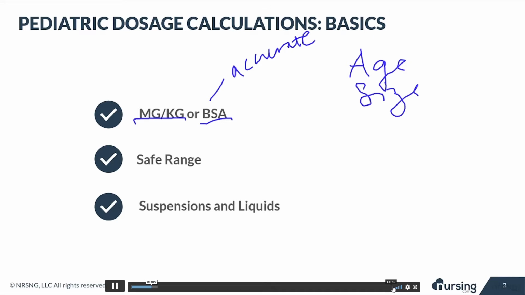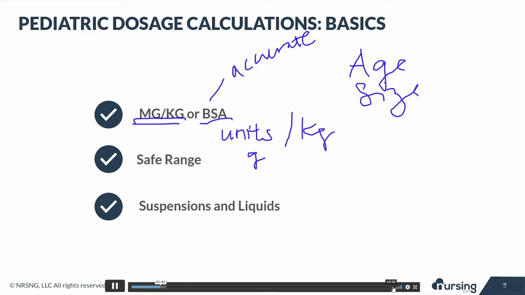Body surface area is used for things like chemotherapy, things that need to be very, very extremely specific, but it's not something that you'll use on a day-to-day basis. But the weight-based dosing, like milligrams per kilogram, is something that you will use on a daily basis. Now, it's not always going to be milligrams. Sometimes you'll see it prescribed as units or even grams, depending on what the medication may be. But it's always going to be that unit, that gram, or that milligram per kilogram that you're giving.